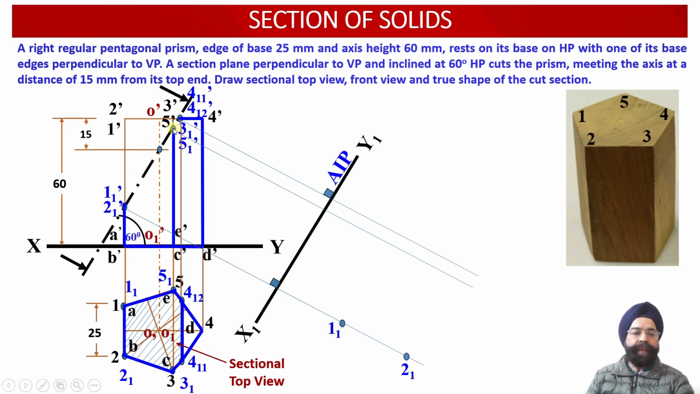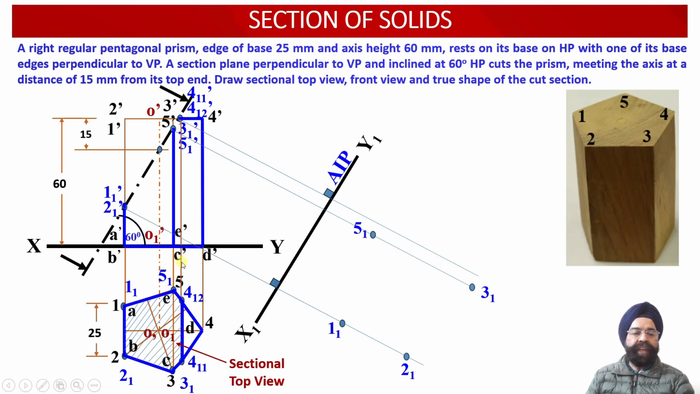Now the next 2 points available with us are 3 1 dash and 5 1 dash. Similarly, we will be measuring the distances of the points 5 1 and 3 1 from the XY reference line. Once we measure the distance of point 3 1 from the XY reference line, now onto the projector line emerging from the point of intersection 3 dash, same distance of the point 3 1 will be marked over here. This distance of point 3 1 and this distance of point 3 1 will be the same. So this point 3 1 has been obtained in the plan projection view.